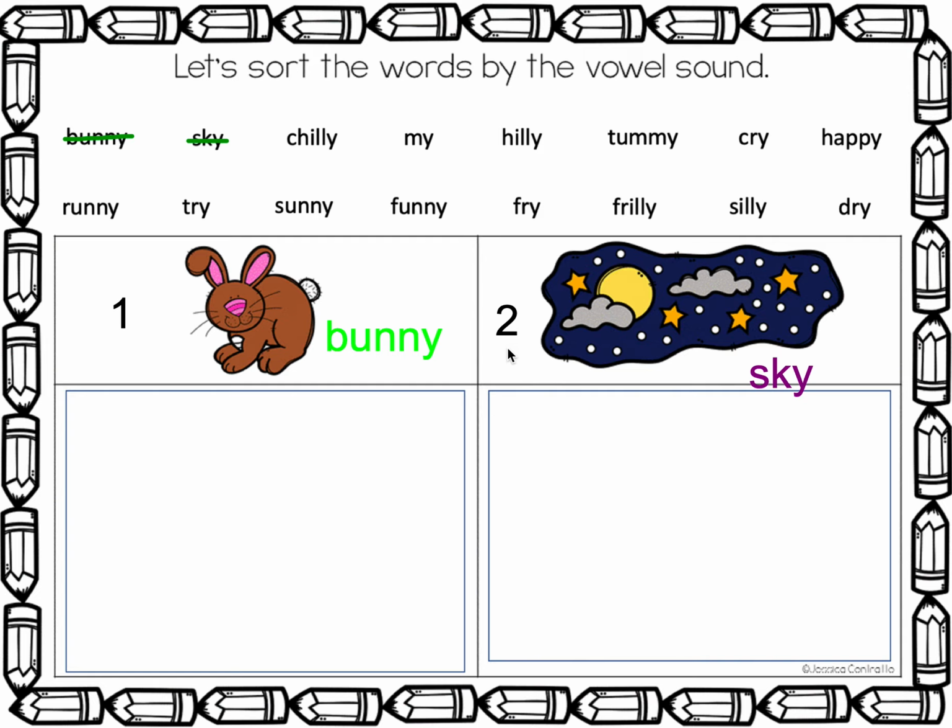Okay, the next one is my, M-Y. You're going to write that, and then one if it sounds like bunny on the end, or two if it sounds like sky on the end, my. Give you a little less time because there's less letters.